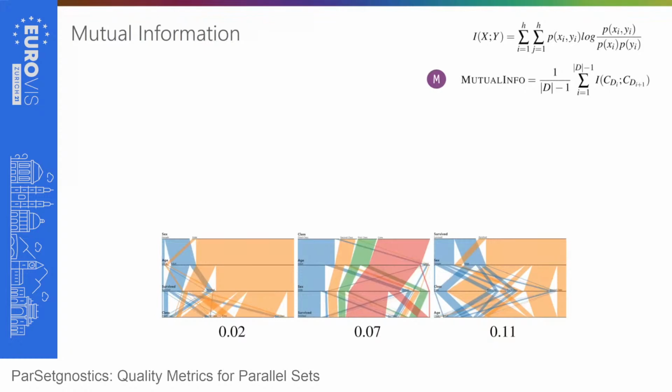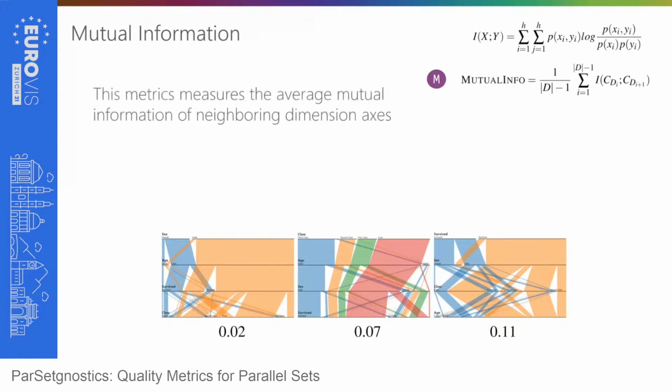The third dimension ordering dependent metric is mutual information. This metric measures the average mutual information of neighboring dimension axes. It was first proposed by Chen. Mutual information measures the dependence between two variables, in the case of parallel sets, two neighboring dimensions.